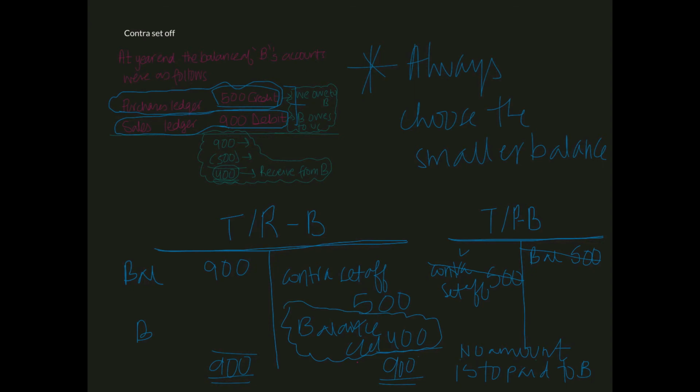This balance CD represents the amount which B owes to us at the end of the term, and it is the same as what we calculated and showed here. We will receive 400 from B, and the same thing is the balance CD on the trade receivables account, which actually means that we will receive 400 because B owes us 400 after we set off the balances.